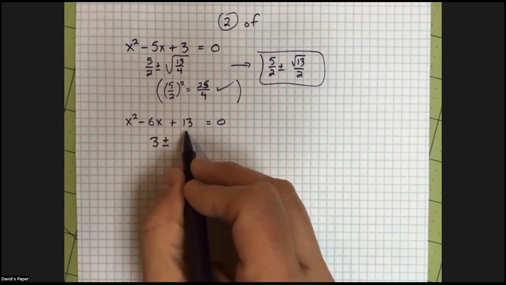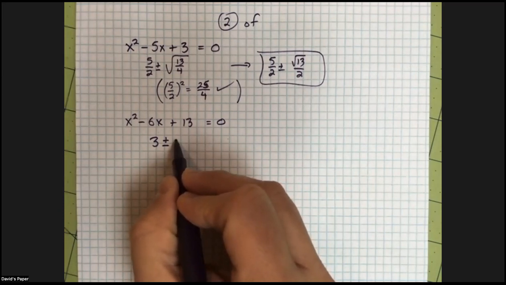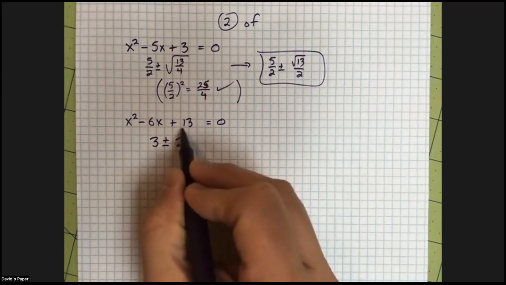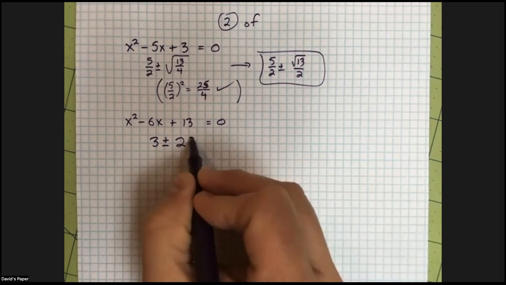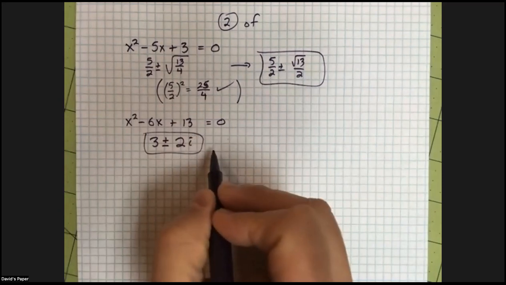How short are you of 13? You are 4 units short of 13. What's the square root of 4? 2. Since I'm short of 13, I need the i. Those are the two roots of x squared minus 6x plus 13.